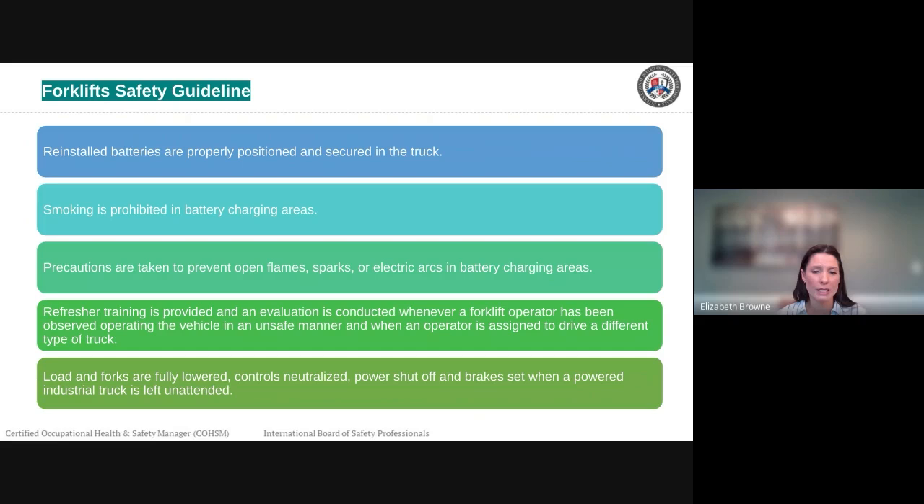Refresher training should be provided, I would say at least annually, to forklift operators. But if an unsafe action is observed of a forklift driver operating unsafely, then we would want to have refresher training. Or if an accident were to occur, then the operator would need to participate in refresher training. Load and forks should be fully lowered, the controls neutralized, the forklift shut off, and the brakes set whenever a powered industrial truck is left unattended. That is considered to be out of a worker's sight, or when they're more than 25 feet away from the forklift.